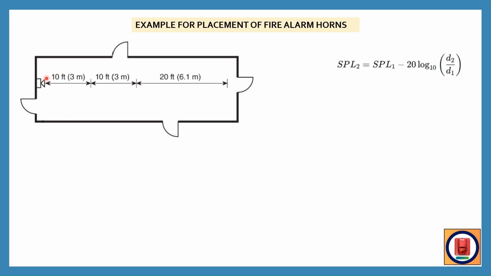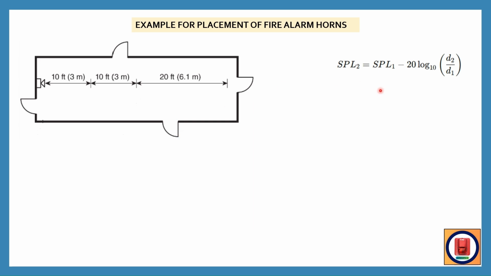Now we already considered a 75 dBA rating for this particular horn, and now our job is to calculate how the sound level decreases as the distance increases. Based on this, we will be able to find out how many horns to be considered in this particular area or building or a particular room.